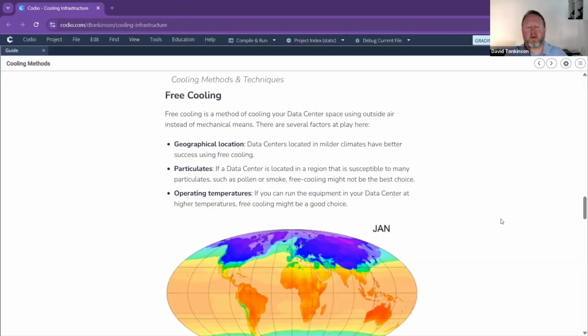Okay, so we said free cooling. We had some fantastic chats earlier on about geographical locations. Why don't we put them all in the Arctic or the Antarctic? Yes, you can put them in milder climates and you're going to get better success, because remember, it's all about the difference between the two temperatures.